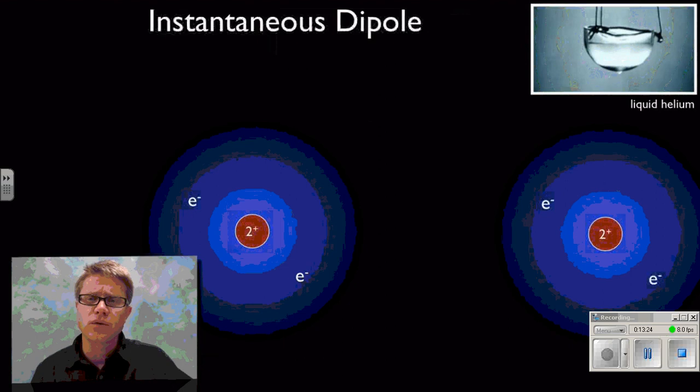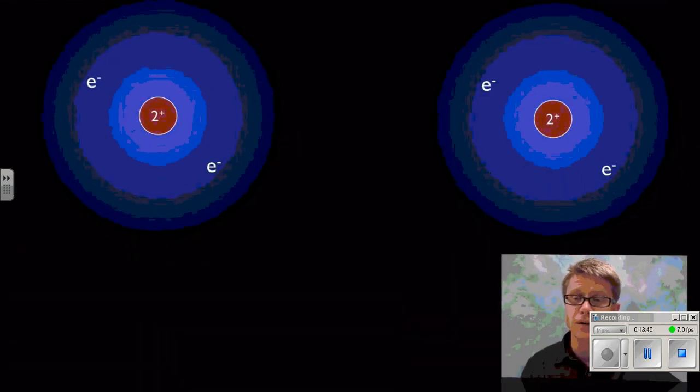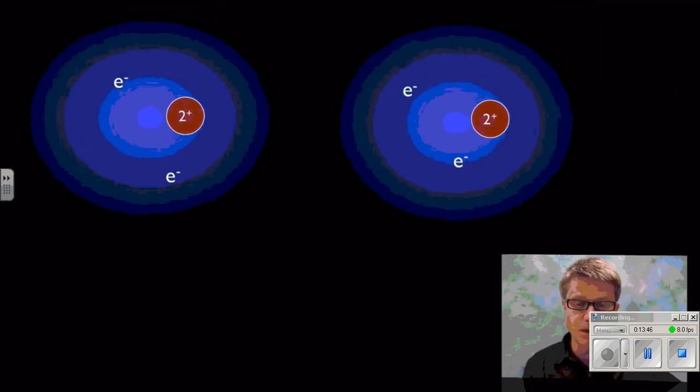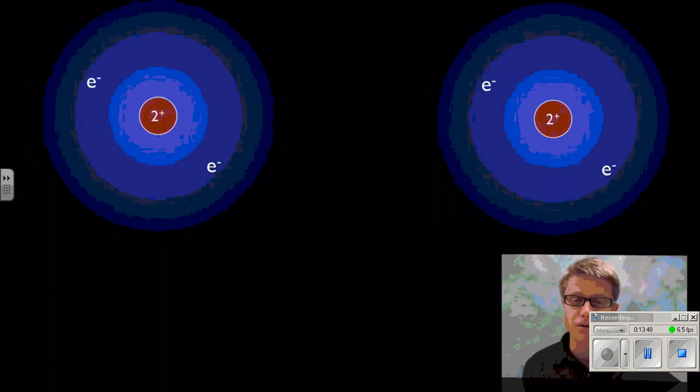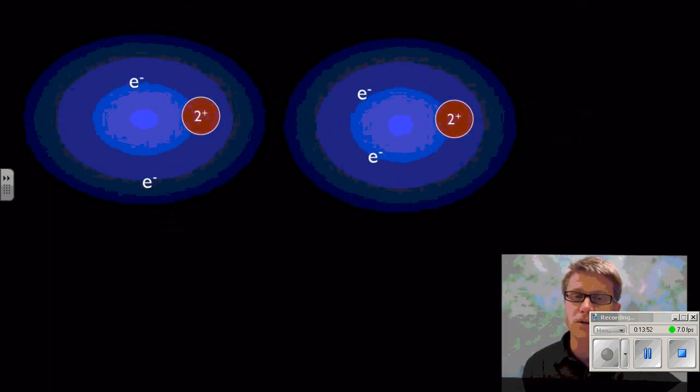Why are London dispersion forces important? Well, they're in everything. And if it weren't for them, we'd never have noble gases in a liquid phase. And we know we can do that if we can cool it down. What holds helium together when it gets into this liquid phase is going to be these London dispersion forces. So right here I have two helium atoms, and they're going to have two protons on the inside, two electrons on the outside. As we move them close together, watch what happens to their electrons. Let's watch that again. As they move close together, the electrons are going to migrate.